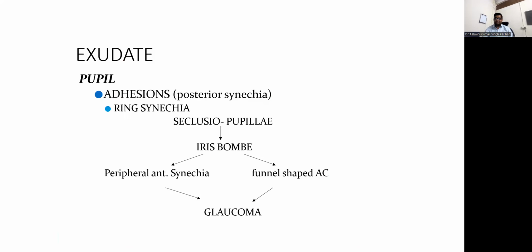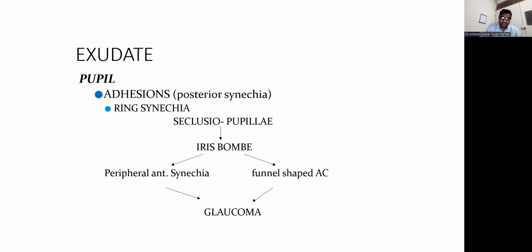Similar is the condition of the Bombay pupil. So what happens to the pupil after this synechiae formation? The conditions are known as occlusio pupillae and seclusio pupillae.